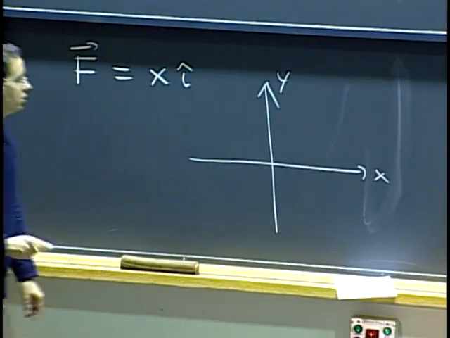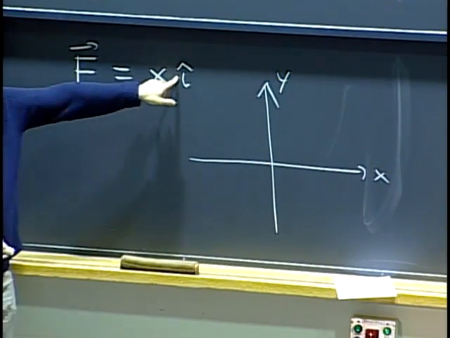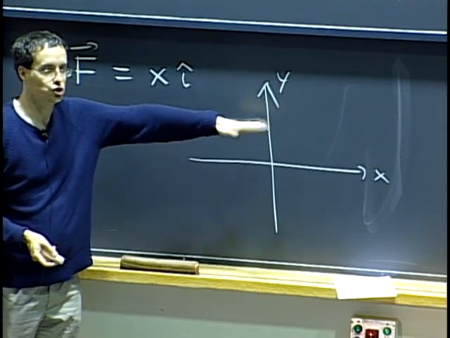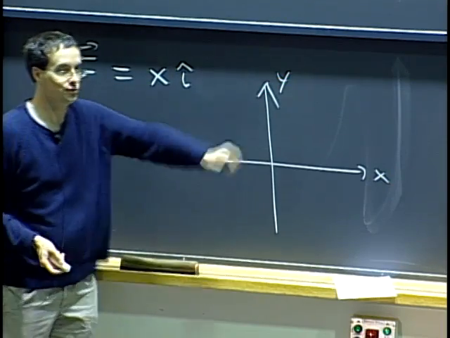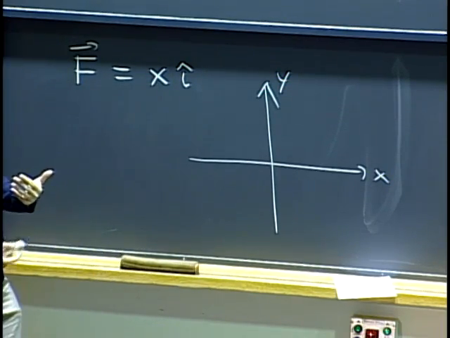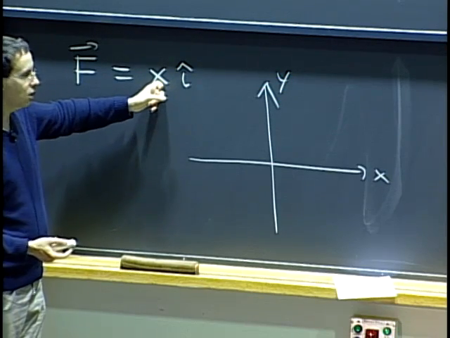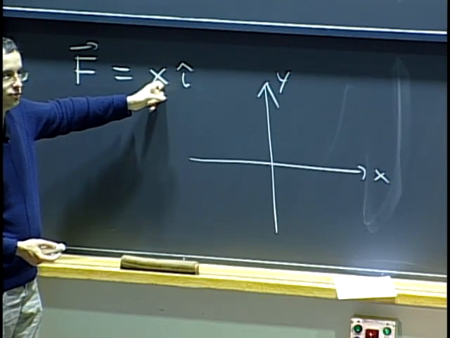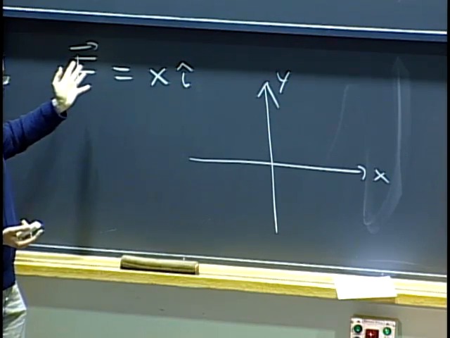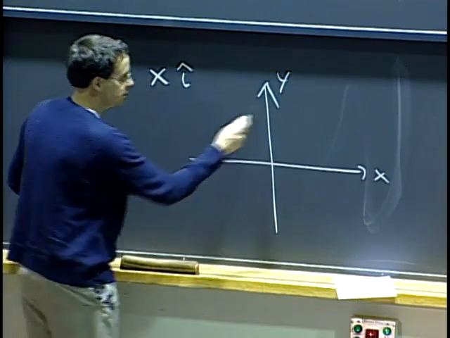First of all, we know that this is only in the i direction, so it's always horizontal. It doesn't have a j component, so everywhere it will be a horizontal vector. Now the question is, how long is it? Well, how long it is depends on x. So for example, if x is 0, then this will actually be the 0 vector. So x is 0, that's here.